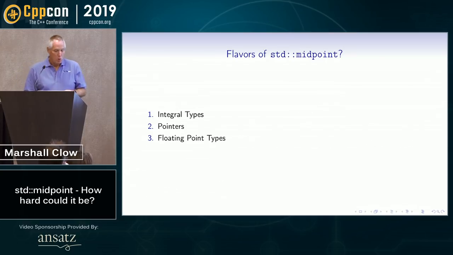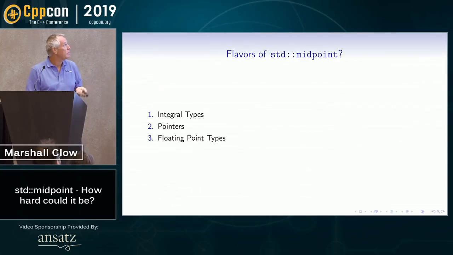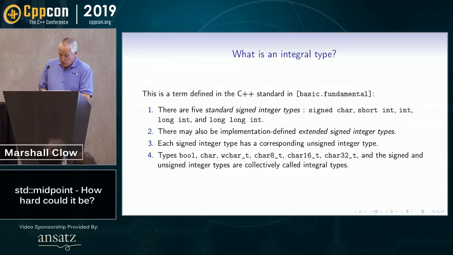So we have three different kinds of, actually, I skipped something here. This talks about T as arithmetic types other than bool. There is a third specialization for pointers. So we have integral types, we have pointers, we have floating point types. Those are the three things that you can pass to midpoint. Okay, integral types. And now we're going to digress for a second.